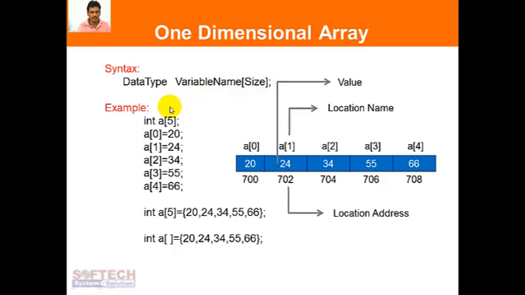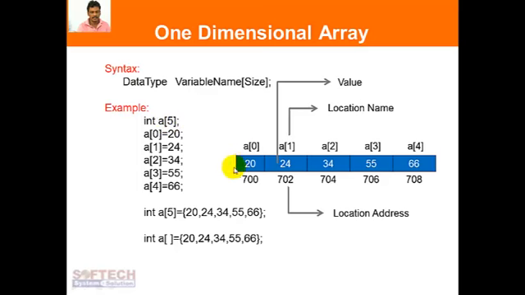Now in the example, int a of 5. The data type is integer. A is the variable name. The 5 is the total number of locations, that is int a of 5. So it allocates 5 integer locations. Each location requires 2 bytes. So a total of 10 bytes is allocated in the name of A.